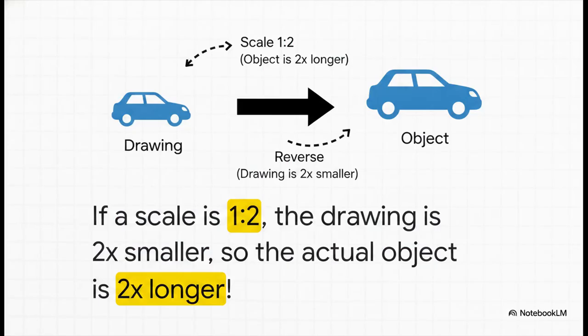You also really need to know how to work backwards. What if they give you the drawing and ask you to find the object? You just reverse the logic. If the drawing scale used is 1 to 2, we know from our conditions that the drawing is 2 times smaller than the object. Therefore, the actual object must be 2 times longer than the drawing. It's really just a matter of flipping your perspective.